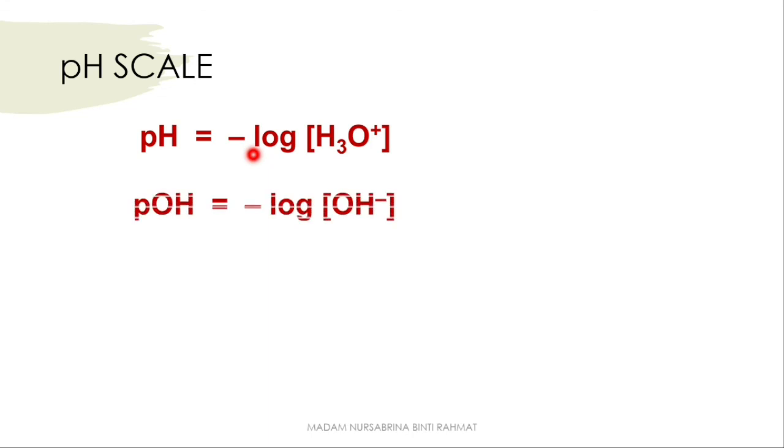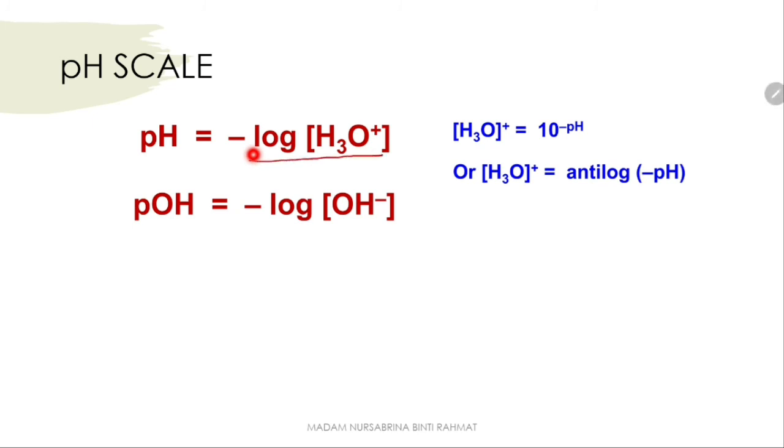Now the pH scale, the relationship between pH and pOH. pH is negative log of H3O+, and pOH is negative log of OH-. If you are given a pH and you want to calculate the concentration of H3O+, it's simply 10 to the power of negative pH, or on the calculator, it's the anti-log, inserting the negative pH value.